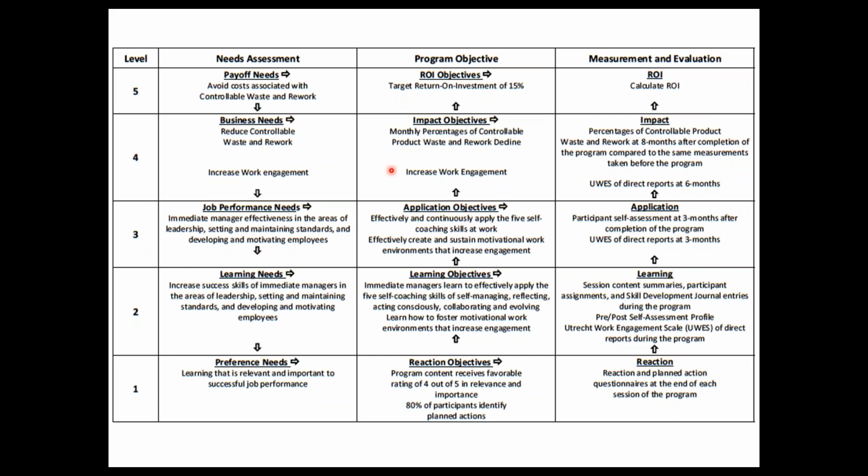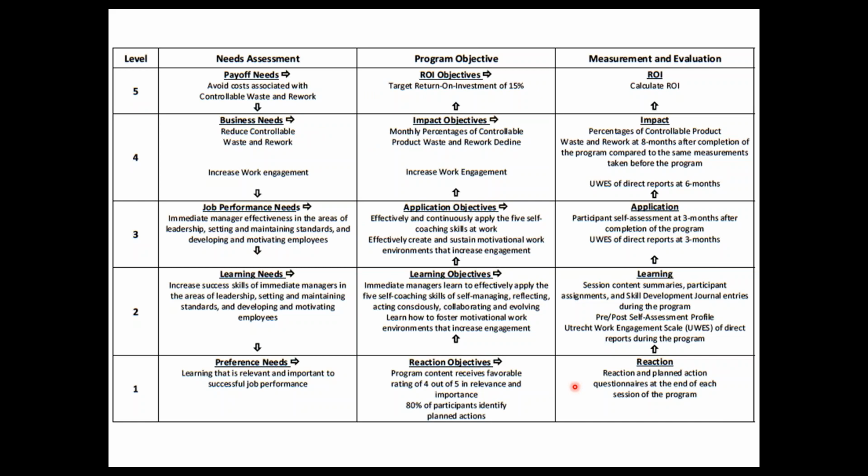Increase work engagement score as an objective. Improve the monthly percentages of controllable product waste and rework. And you see the objective aligns directly with the need. Same thing at level 3. So they're all in alignment. And then they had a target ROI of 15%.